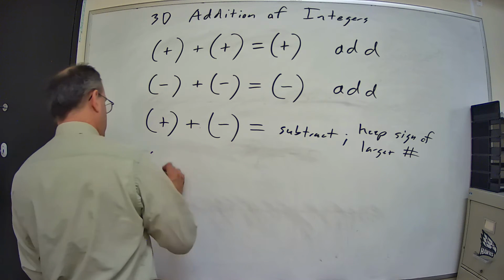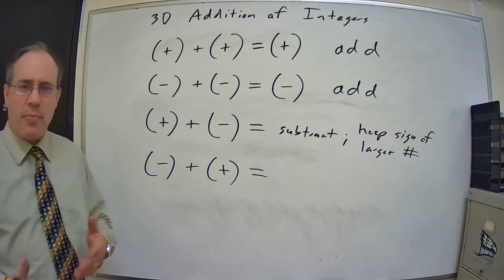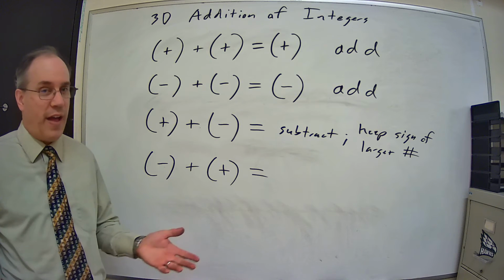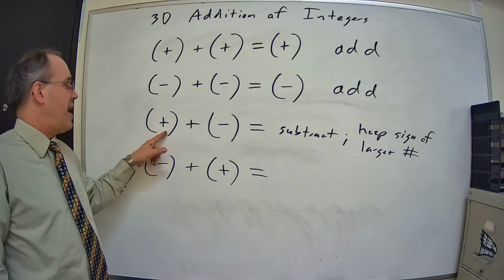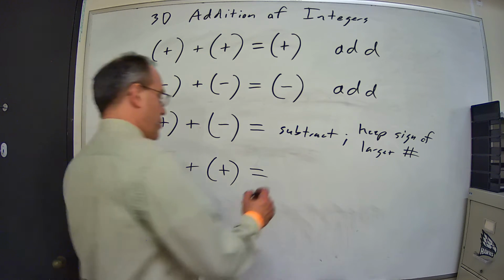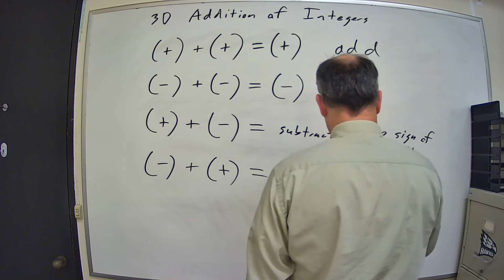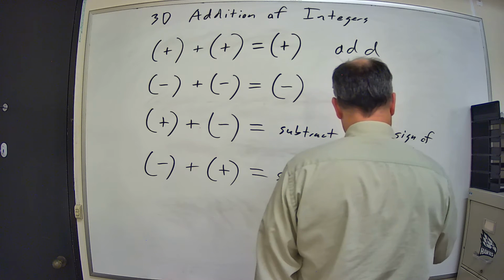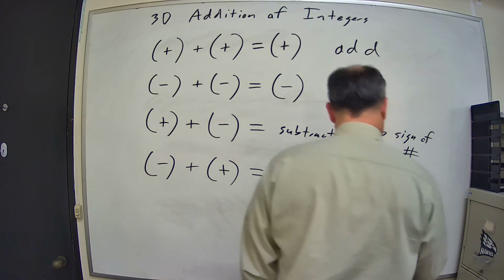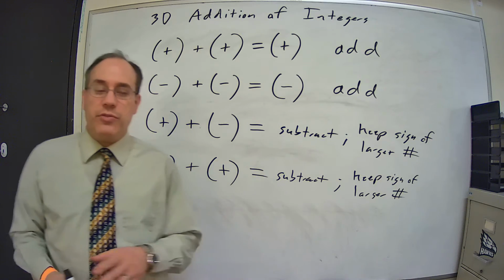Okay, and same thing when we have a negative plus a positive, because remember the commutative property of addition says that we can move things around. 3 plus 2 is equal to 2 plus 3, they're both 5. So whether we take a positive plus a negative or a negative plus a positive, same result. So again, we're going to subtract, and then we're going to keep the sign of the larger number. So that's going to be our general rule and the method that we use for this.